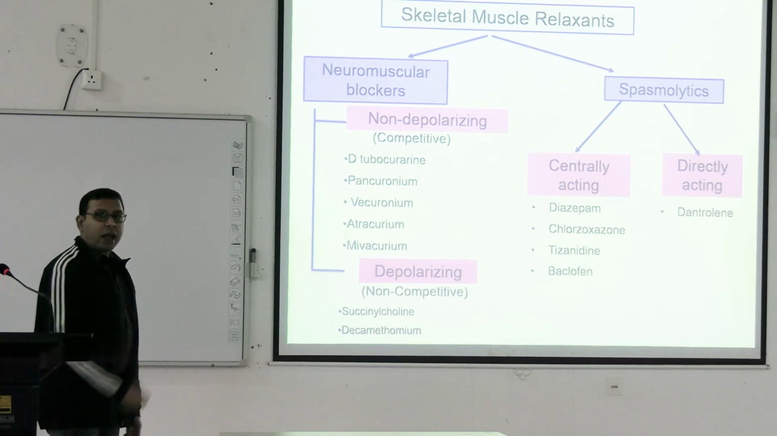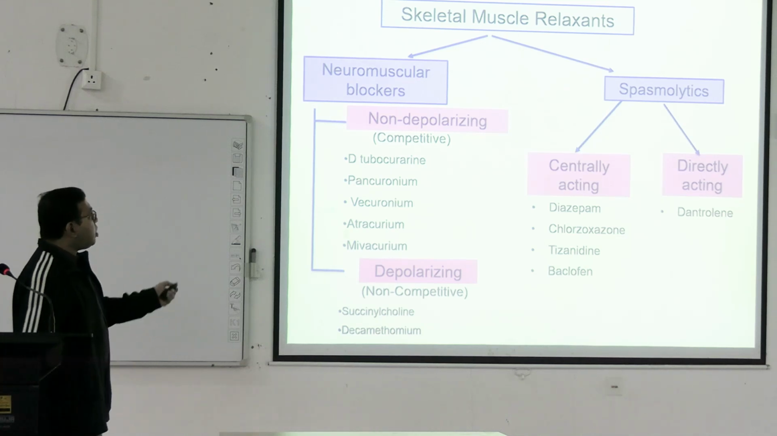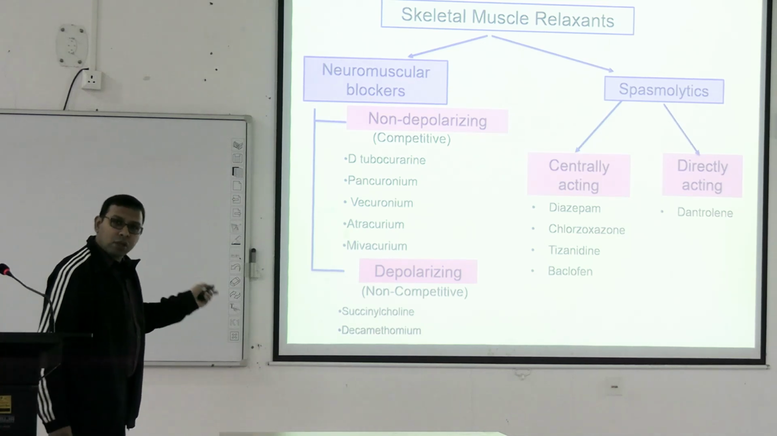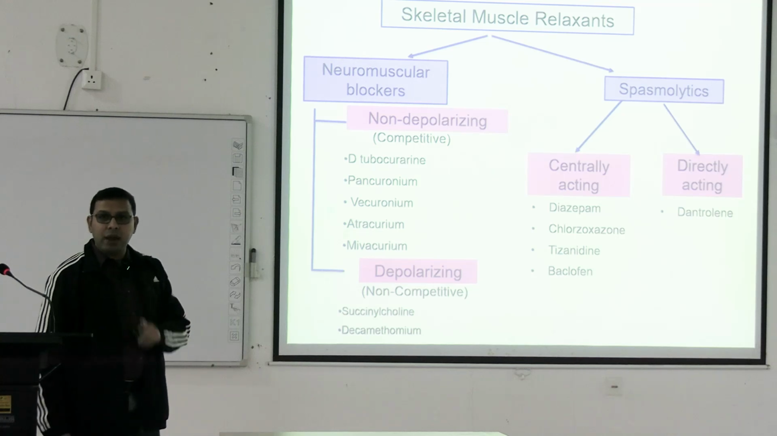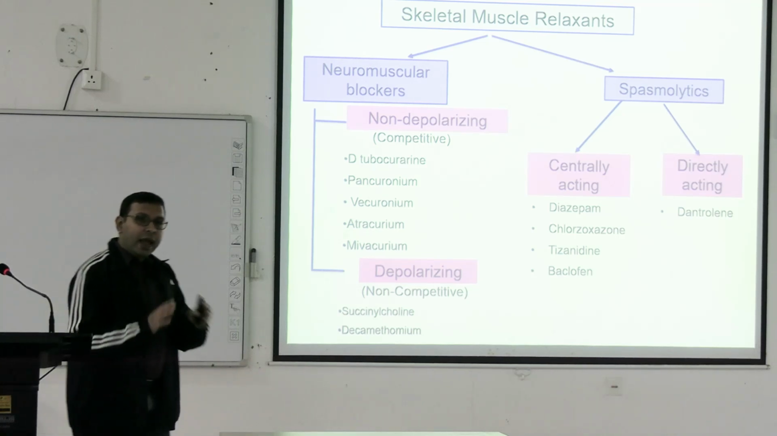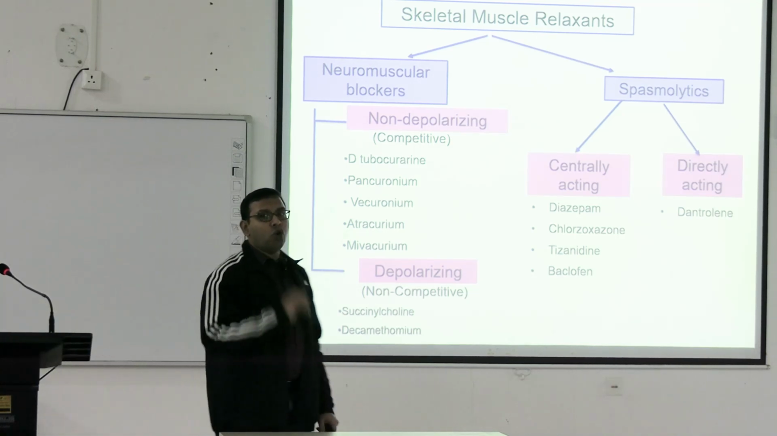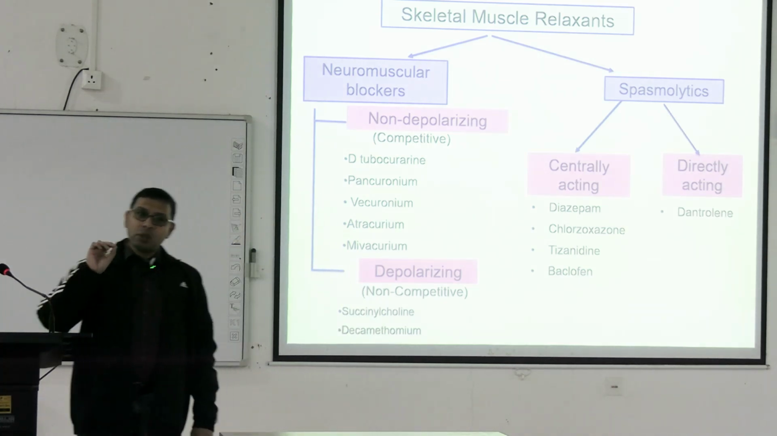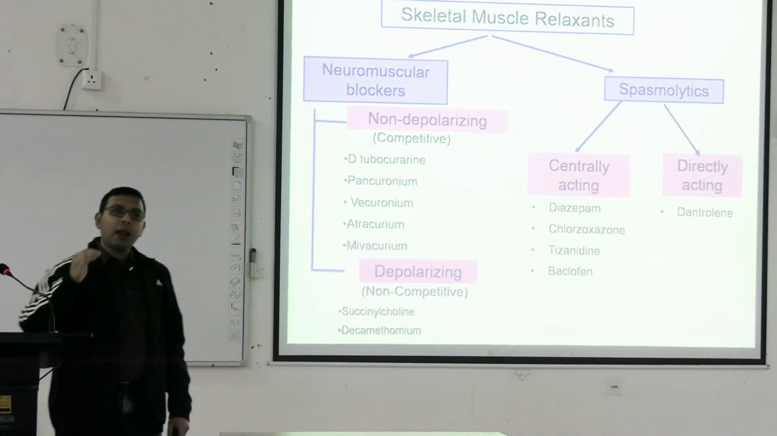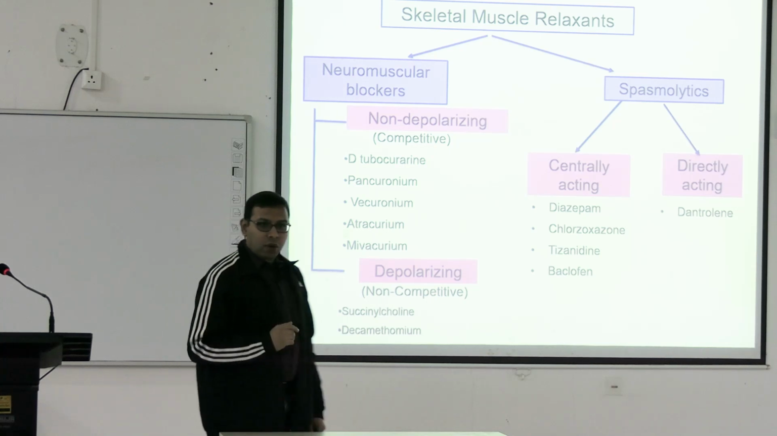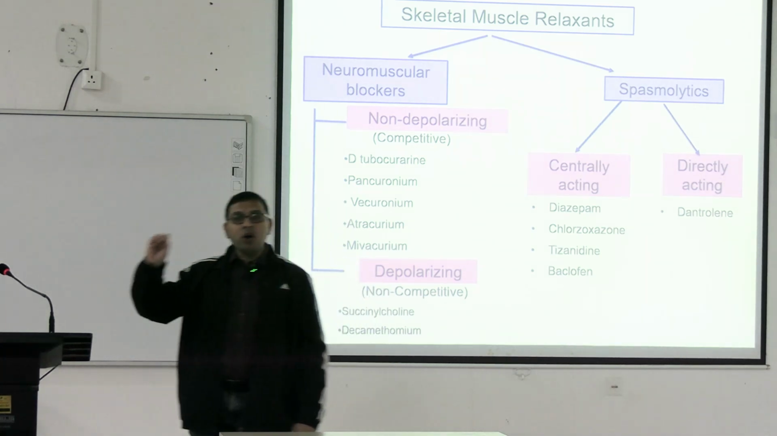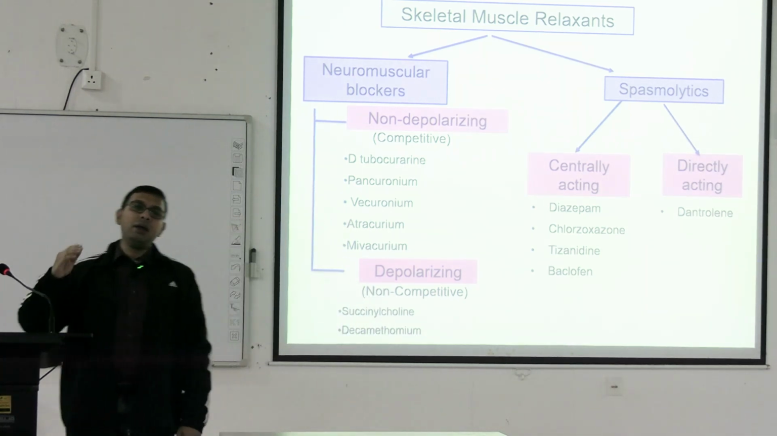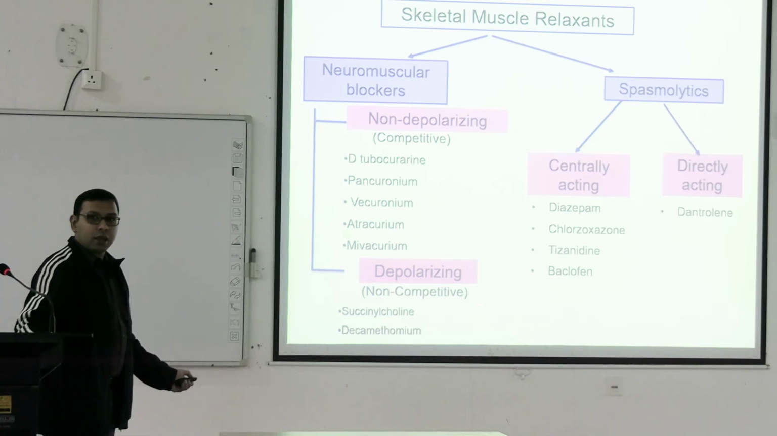So this is the classification of the drugs. Now these neuromuscular blockers, also known as the peripherally acting muscle relaxants, which we are discussing, can again be divided into two groups. One group is the competitive neuromuscular blocker, another name is the non-depolarizing. Another is the non-competitive, its another name is the depolarizing.